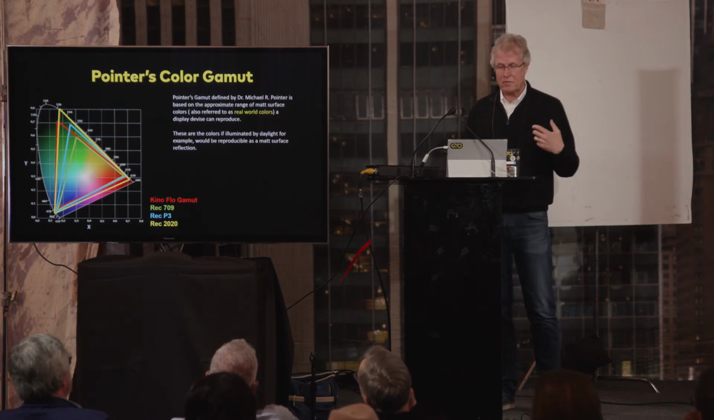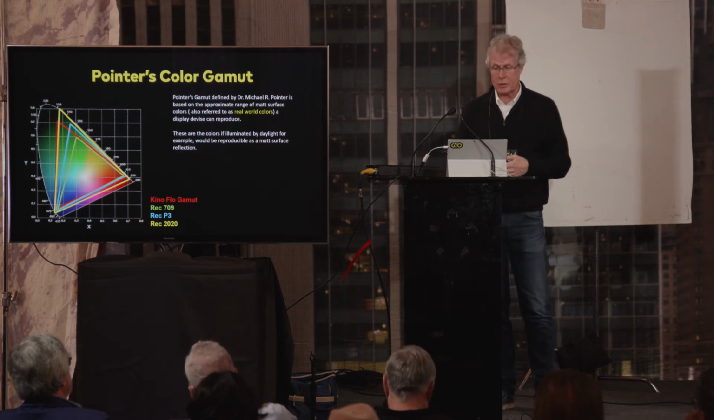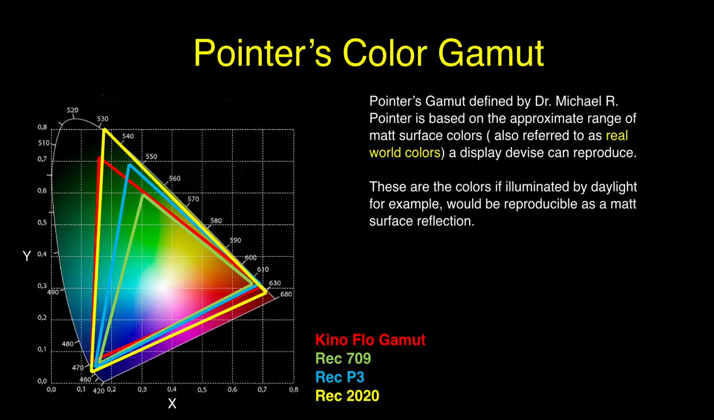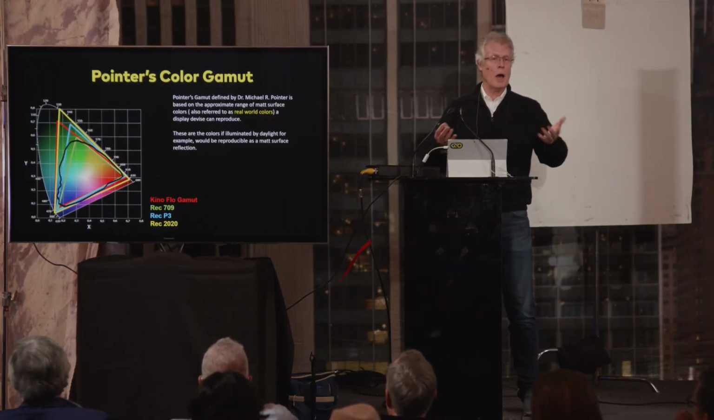Now, there's one other gamut that I think is important for cinematographers to think about, and that's what the reflected light coming up, or what the white light engine represents. And so there's a guy named Michael Pointer, who was a Kodak engineer, and he came up with Pointer's gamut. Now, these are the colors if illuminated by daylight, for example, and they're falling on objects that are predominantly matte. They would reflect back in this manner.